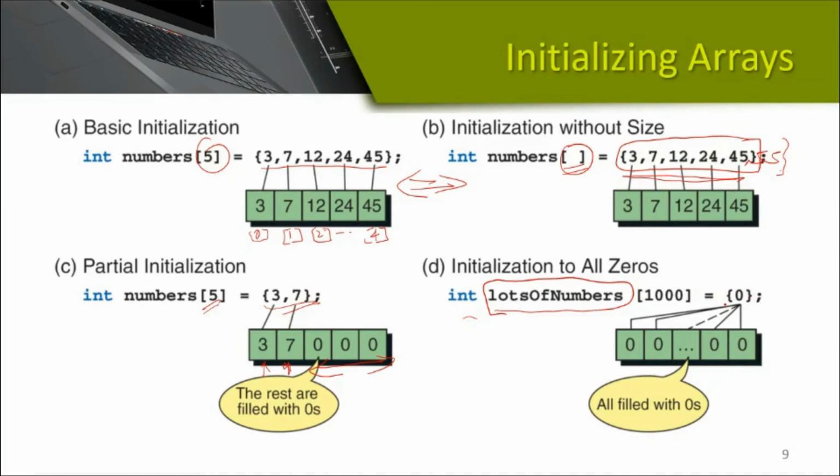What this statement does is it will create an array with the name lots_of_numbers, and the type of the elements stored inside this array will be integer. There will be 1000 elements, and all the elements are initialized to zeros. So any of these initialization procedures you can follow depending on the situation that you are in.